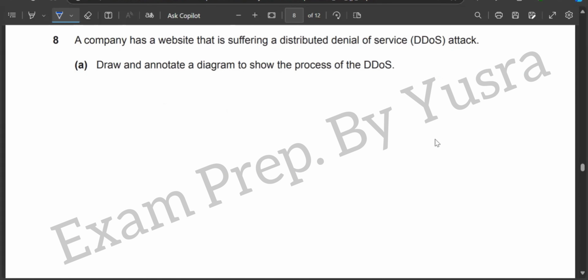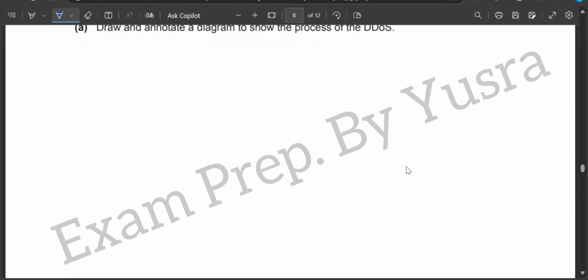A company has a website that is suffering a distributed denial of service DDoS attack. Draw an annotated diagram to show the process of DDoS. We know that in a denial of service attack, the web server is bombarded with requests, and when it is unable to handle the requests, it crashes. And this is done by a third party. We have to draw a diagram for this.